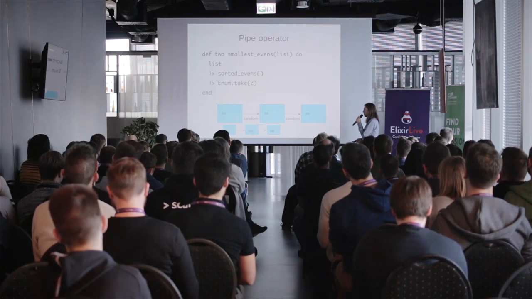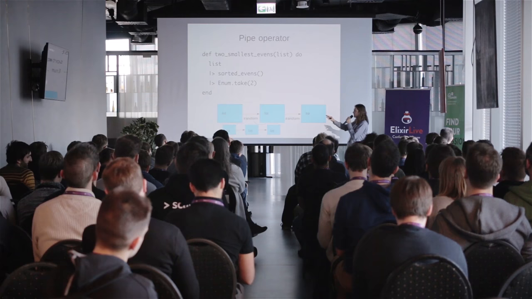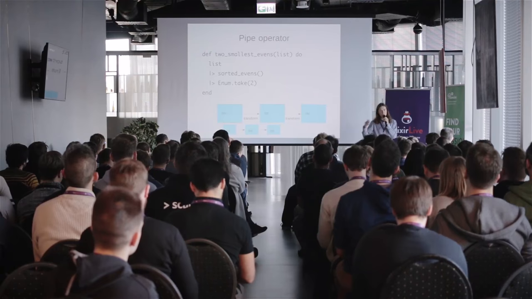So we have another function, two_smallest_events, which takes the function that we defined previously, sorted_events, and takes only the first two. So this is still not rocket science, but the basic idea is that we have a data structure, we transform it in some way, and it returns the same type of data structure. And this list transformation can actually be built of many smaller list transformations. And this is used throughout many libraries in Elixir.